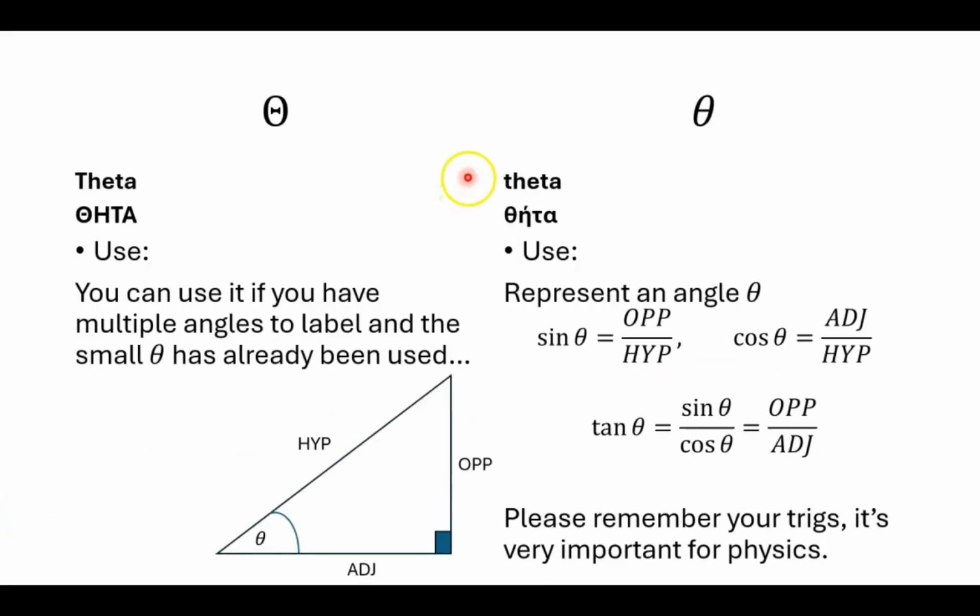And the next one is theta. Both cases are used to represent angles, but the lowercase is used more often. You can use the uppercase if you have many angles to label and the lowercase has already been used. And as another reminder, you need to remember your trig ratios. If you have a right angle triangle, the sine of theta is opposite over hypotenuse, and the cosine is adjacent over hypotenuse. This is very important for physics, especially in classical mechanics. You need to make sure you know all of them.